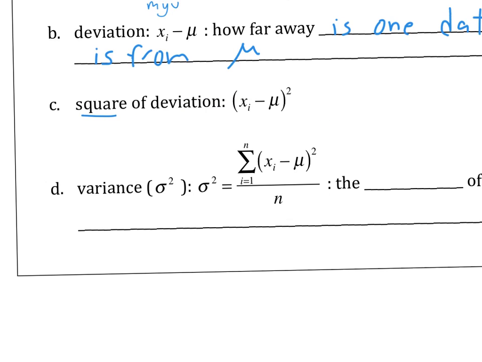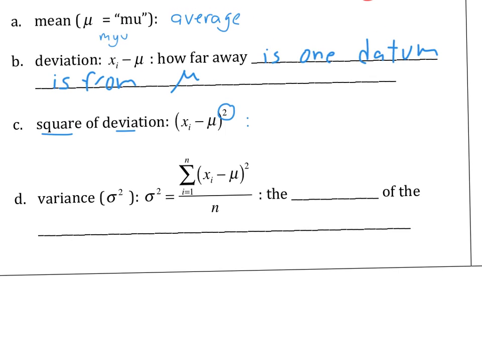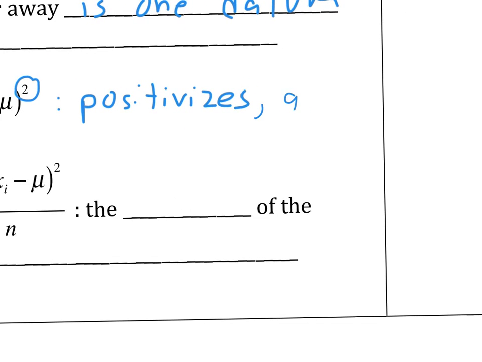Now, the square of a deviation, because when you square a number, you will always end up with a positive. So why don't we do absolute value? Not quite sure. But I do know that if you square the deviation, you end up getting a positive number. So the square of the deviation essentially positivizes, there's a good word, any number. And it also gives more weight to farther numbers. And we'll unpack that in a moment.